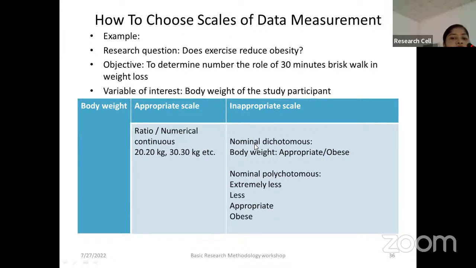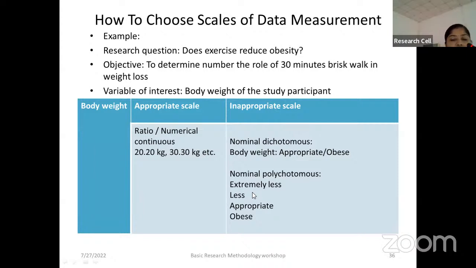Now in this example, it would be inappropriate if we take it into a nominal dichotomous scale. For example, body weight: was it appropriate or was it obese? If you put only two categories like this, then your recordings would not be proper. Okay? Then again, it would be inappropriate to have a nominal polytomous scale like the weight is extremely less, appropriate, or obese. This would be an ordinal.